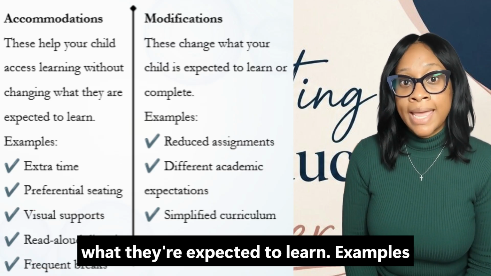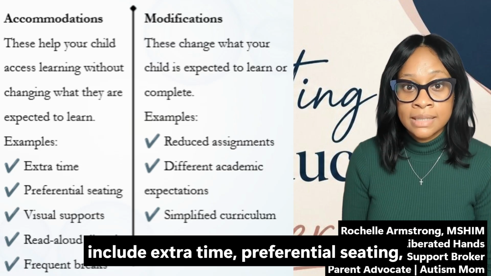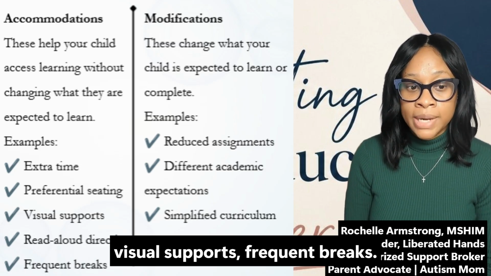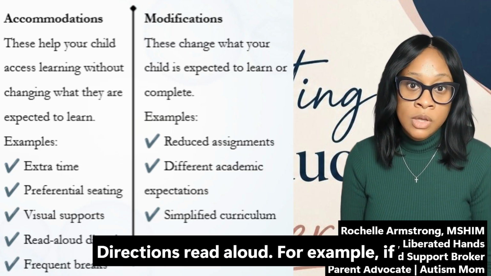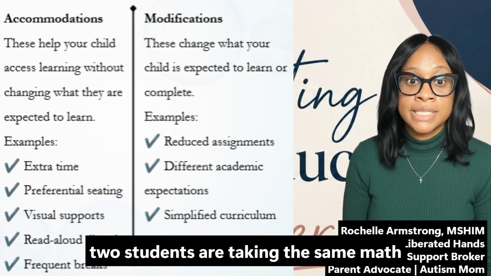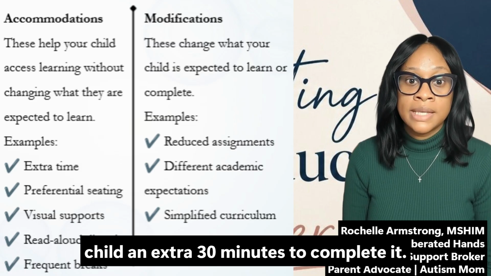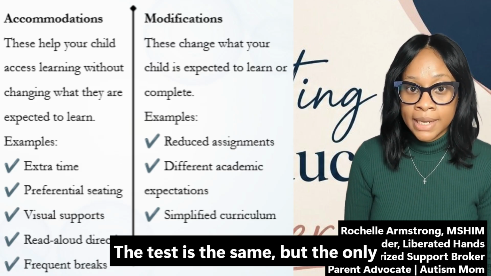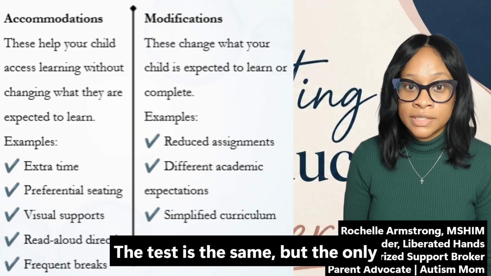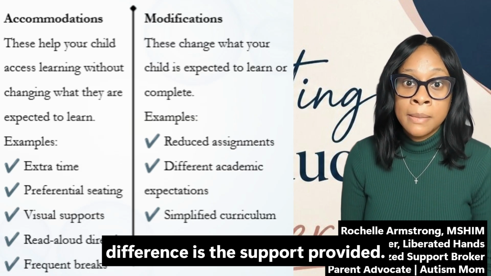Examples include extra time, preferential seating, visual supports, frequent breaks, and directions read aloud. For example, if two students are taking the same math test, an accommodation might allow your child an extra 30 minutes to complete it. The test is the same, but the only difference is the support provided.